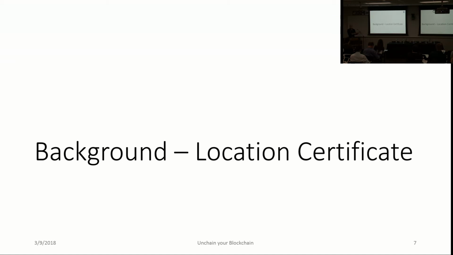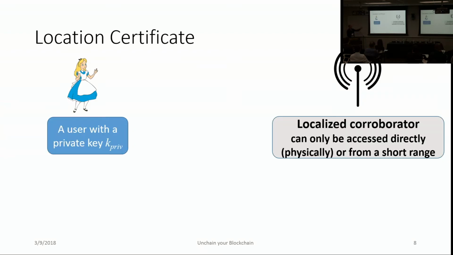Before I get into those solutions, as background, I need to introduce the concept of a location certificate. So suppose we have a user, Alice, with a private key K, and she wants to produce a location certificate. She would need some localized corroborator, which is a device in a known location that can only be accessed directly, either physically through some wire, or it could be a cellular antenna, a Wi-Fi access point, or something that can only be accessed directly from a short range. And this is something that is integrated in the network.